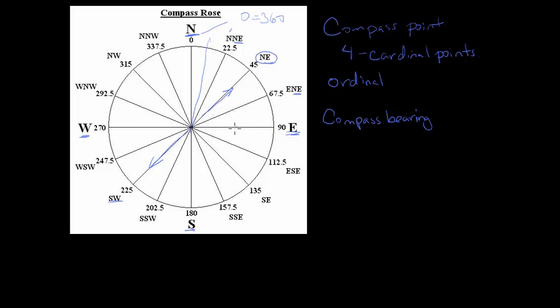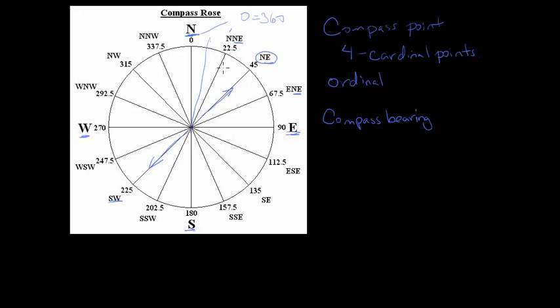So with compass bearings, they actually measure these same angles, but they can be much more precise. So we could go to 0.1 degree on this, or 0 degree, 1 degree, 2 degree, 3 degree, 4 degree, and we would have a very precise knowledge of the direction that we were taking.